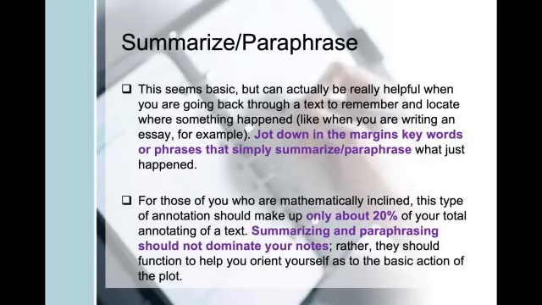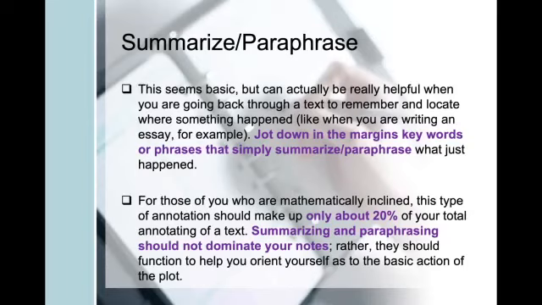And then lastly, once we start getting all of our annotations and highlights, we need to start summarizing and paraphrasing, because now you're taking the information and putting it into your own words. It's now becoming your information. I know it seems basic, but it can be really helpful when you're going back through a text to remember and locate where something happened. So you might want to jot down in the margins keywords or phrases that simply summarize or paraphrase what just happened, because if you see a phrase or two in your own words, that's going to give you that light bulb moment and go, aha, I remember what this paragraph is on.